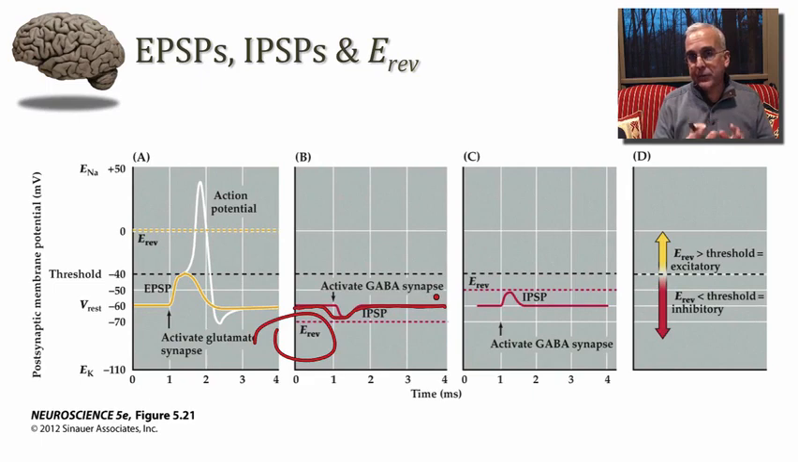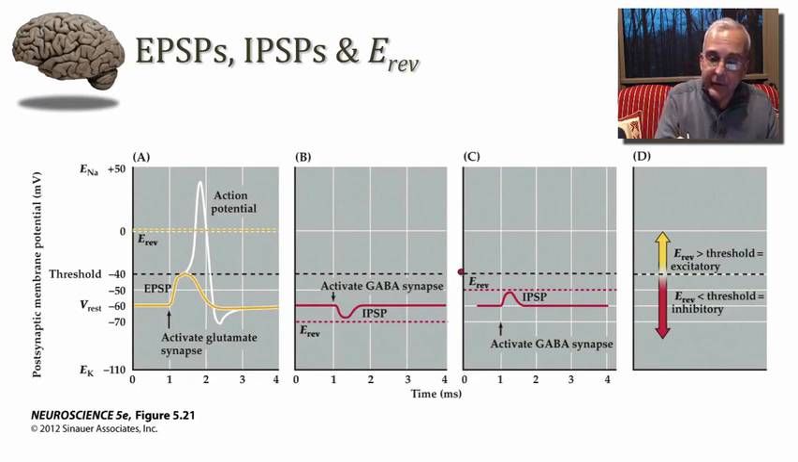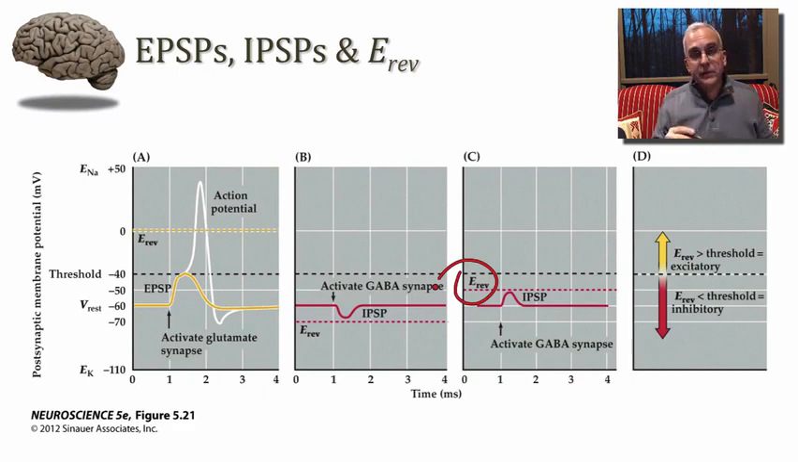All right, just to reinforce that point, let's look at the third example. This also is a GABA synapse, only because of the concentration gradients inside and outside this particular cell, the reversal potential for the active conductance is actually in the depolarizing direction.